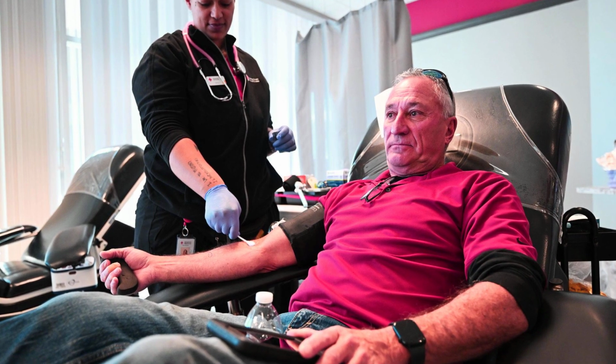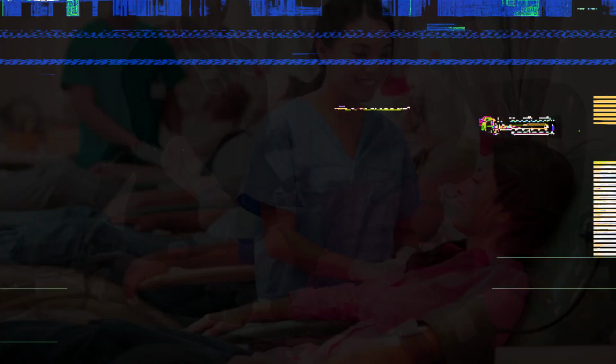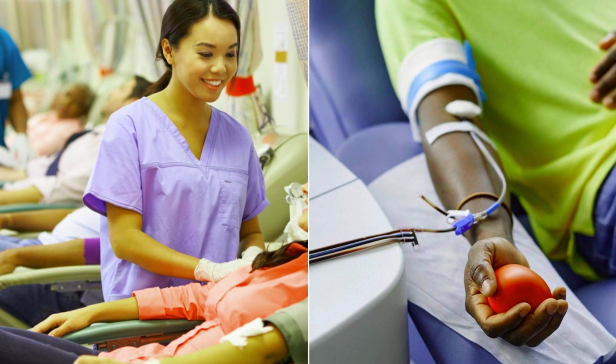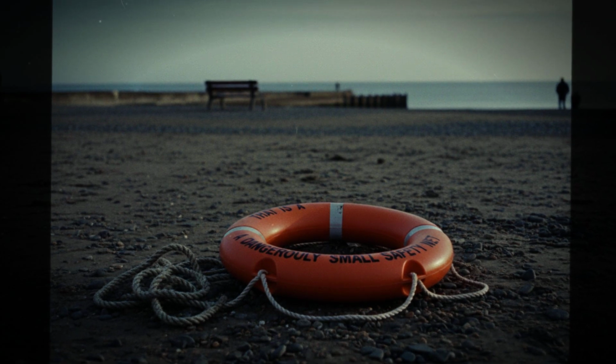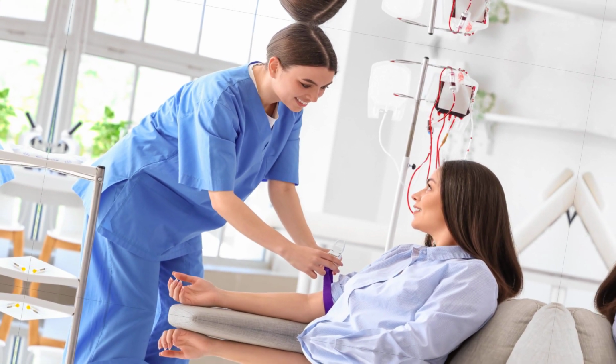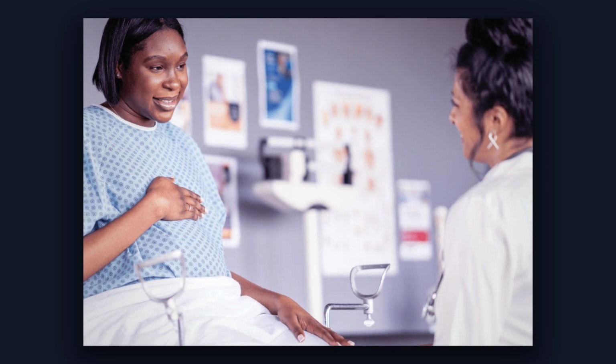But for the person who carries it, it is a double-edged sword. While they can give to everyone, they can only receive from their own tiny group. That is a dangerously small safety net. O negative donors are heroes, but they are also medically vulnerable in ways most people never think about.